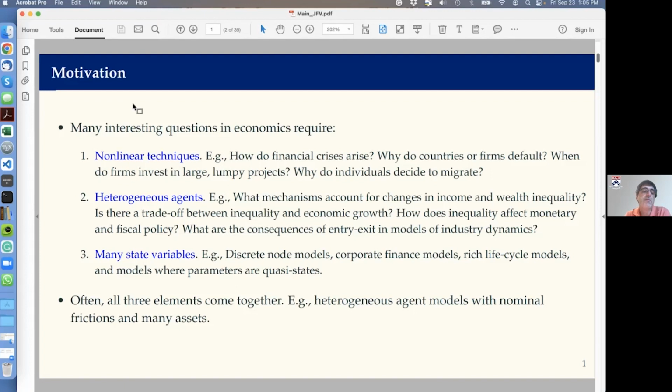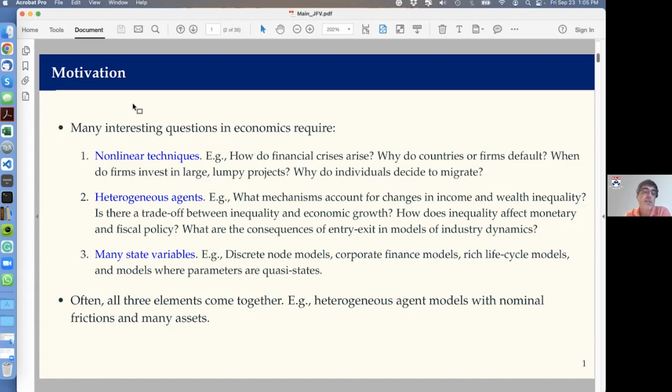And last, we also write models with many, many state variables. By this, I mean models, for instance, that have many discrete nodes. So these days, economists are very interested in having models of climate change and how climate change interacts with economic activity. And we want to think about geographical locations as a node. So we want to think about North Carolina as a node, and another node will be Pennsylvania, and another node will be Vermont. So you have models with all these different nodes that imply that you are going to solve models with a lot of state variables. But that also happens, for instance, when you are dealing with corporate finance, with models of the life cycle of households and firms, etc.